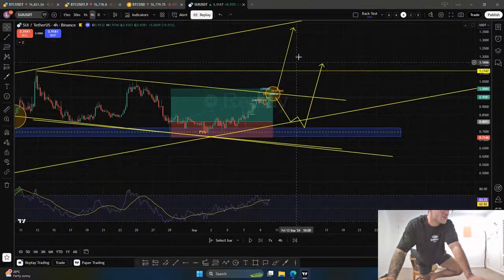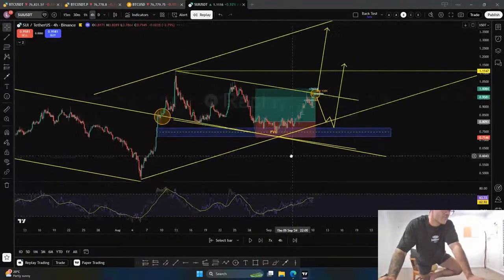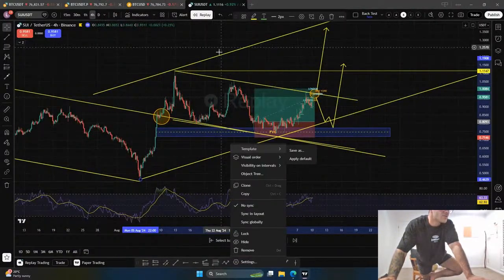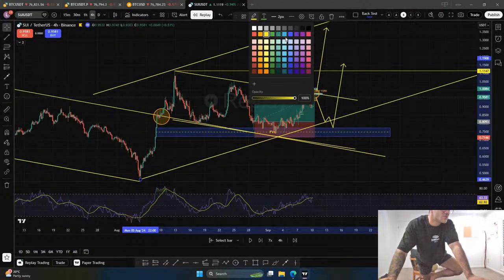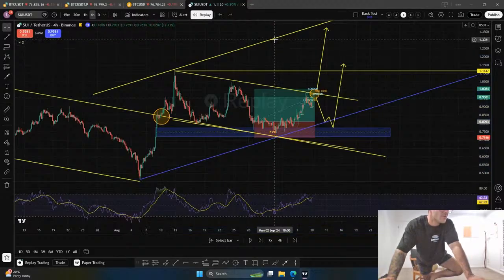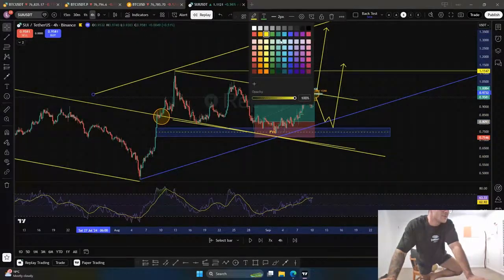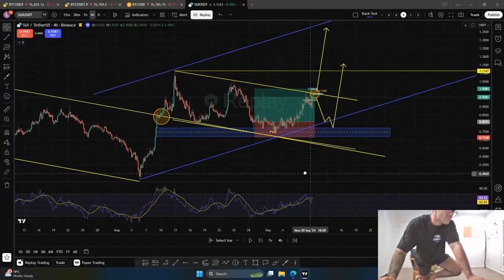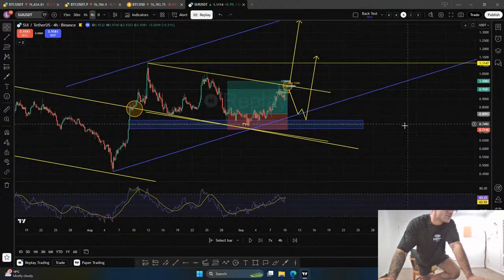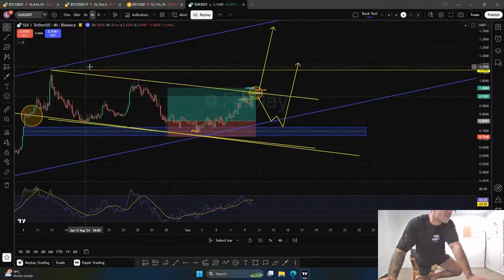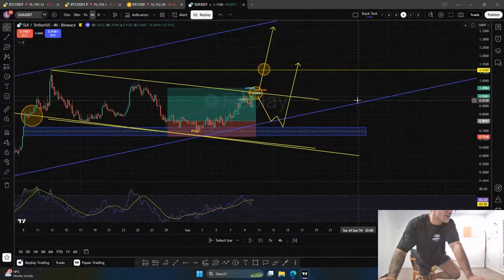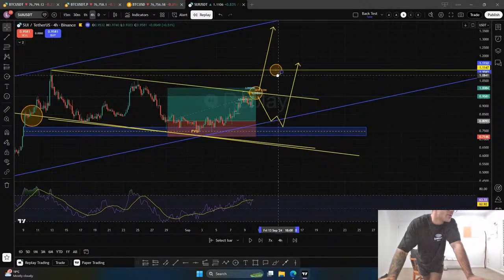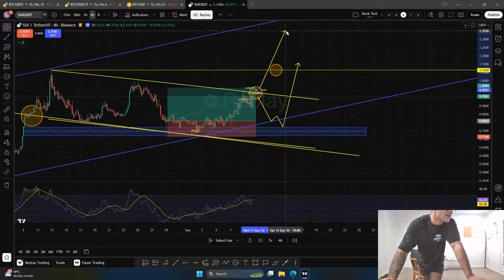Following, and we're going to color this. We'll just color it blue, so we know we're following this blue channel. Okay. So it looks like we could potentially break through here, but it looks like it'd be more so over here.